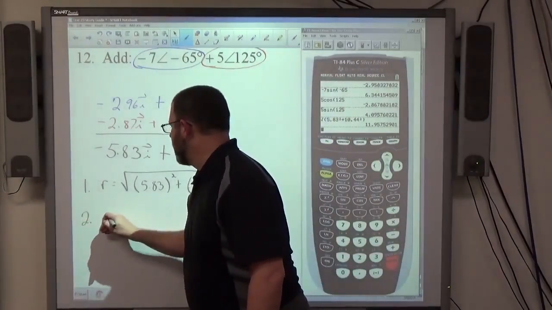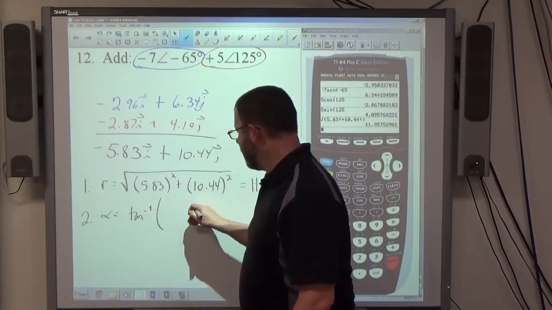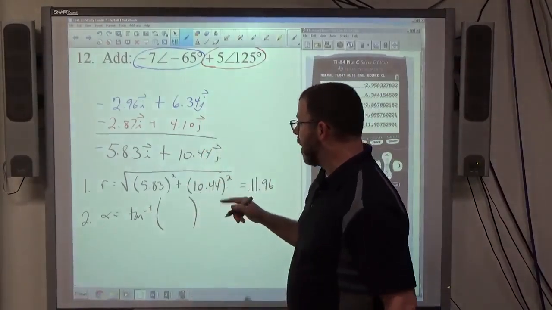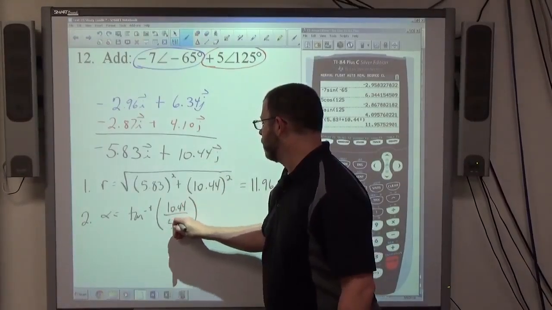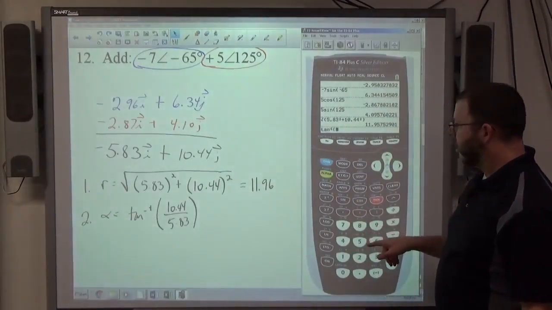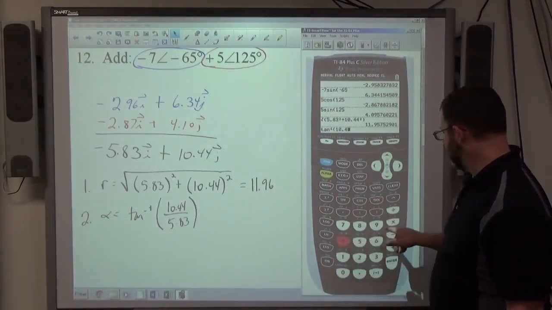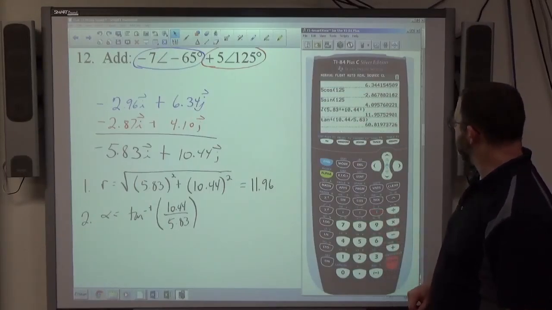Step 2, alpha is going to be the inverse tangent of its absolute value. So again, negatives don't matter. Second over first number, so 10.44 over 5.83. So I type that in, inverse tan of 10.44 divided by 5.83. And that comes out to 60.82 degrees.